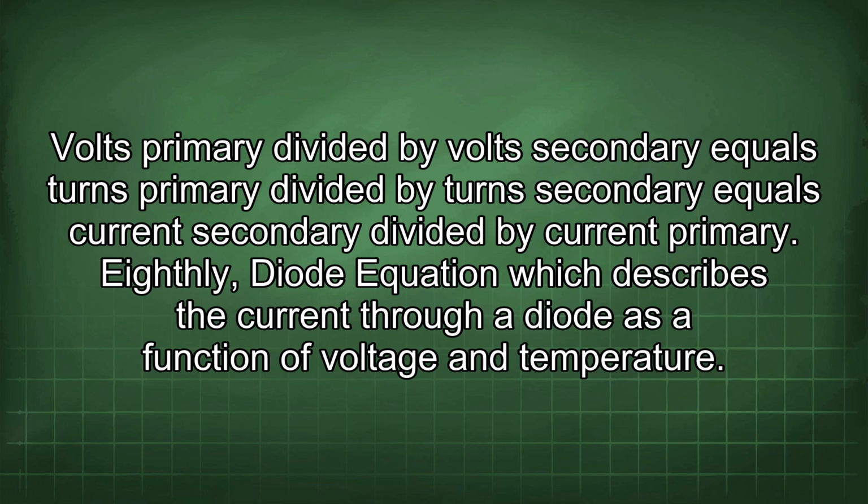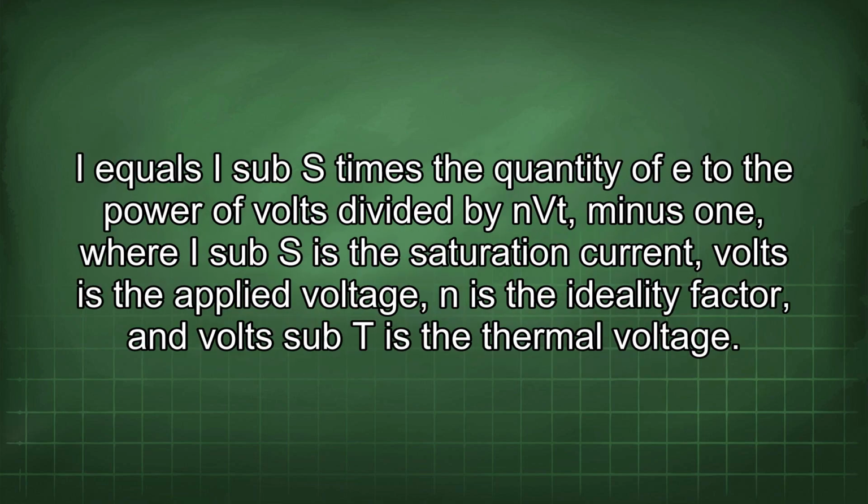Eighthly, diode equation, which describes the current through a diode as a function of voltage and temperature. I equals I sub s times the quantity of e to the power of volts divided by nVt minus 1, where I sub s is the saturation current, volts is the applied voltage, n is the ideality factor, and volts sub T is the thermal voltage.